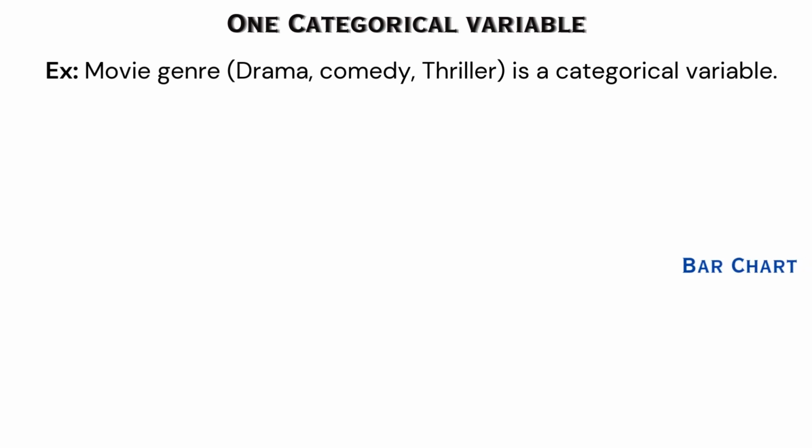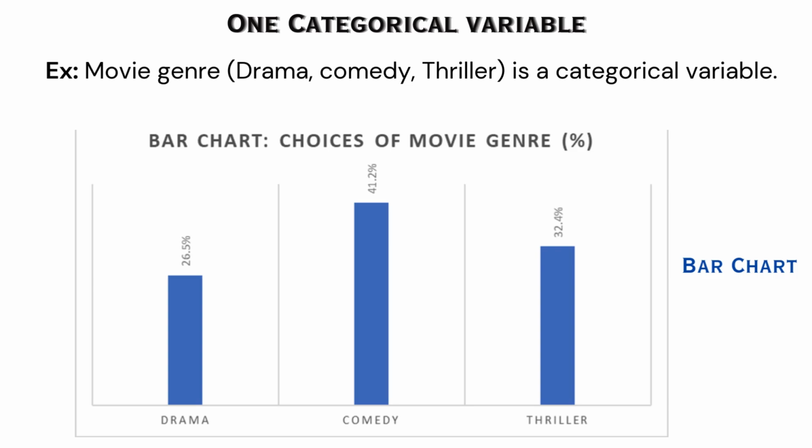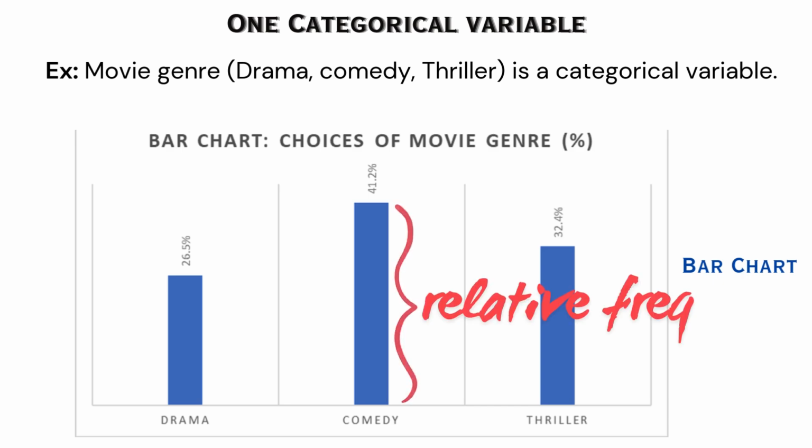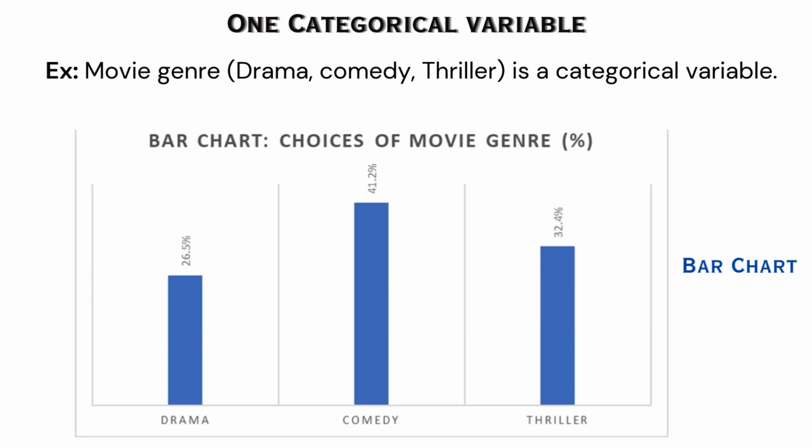Frequencies and relative frequencies both can also be presented in a bar chart. In a bar chart, frequencies or relative frequencies are plotted against different categories. Bar length represents the frequency or relative frequency. All bars are separated because all categories are disjoint. Here, I have created a bar chart of relative frequencies. 26.5% like drama, 41.2% like comedy, and 32.4% like thriller. If you want, you can plot the counts instead of proportions.